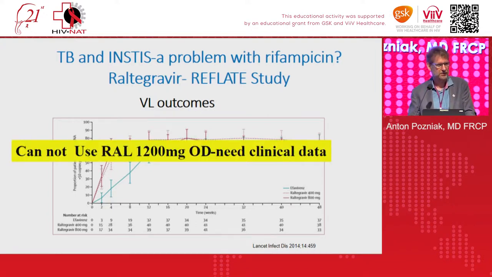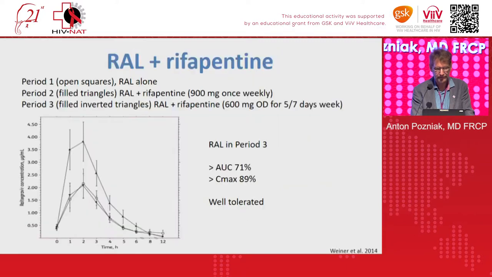But there is now 1,200 milligrams of raltegravir once a day, rather than the BD dosing, and we don't have clinical data with TB. So don't do this at home. Do not give raltegravir once a day with TB therapy. Stick to what the data shows, which is either the 400 or 800 BD. It's for 6 months, of course. Then you can switch back.